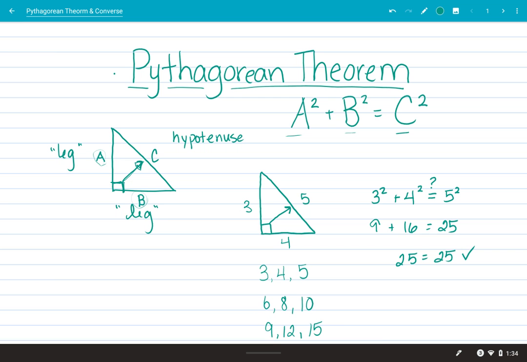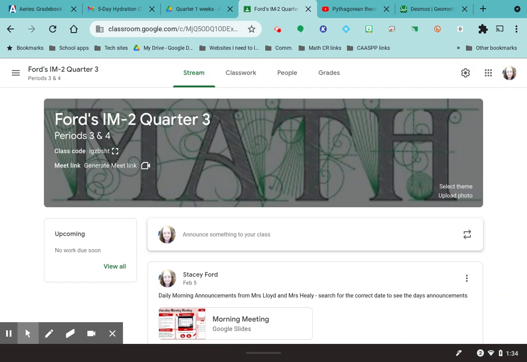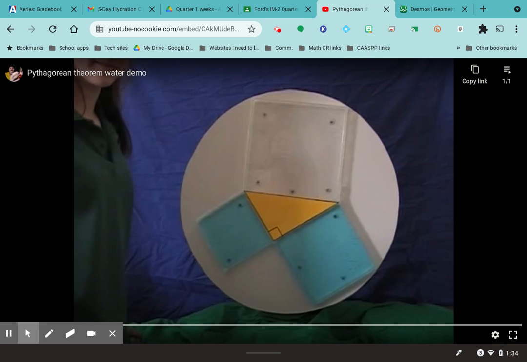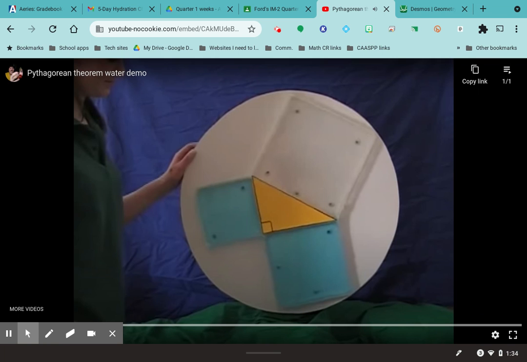Now I wanted to show you a video of this. It's a really neat video. It shows how you would do it with water. So it's a water demo. So here we have, let me put that on pause for a second, so here we have 2 legs of a triangle.